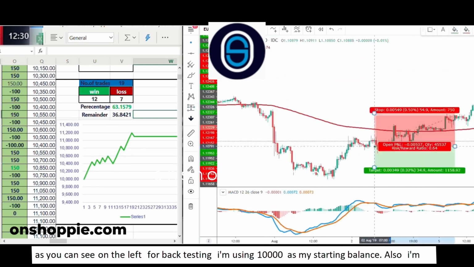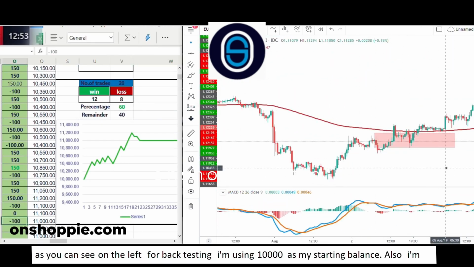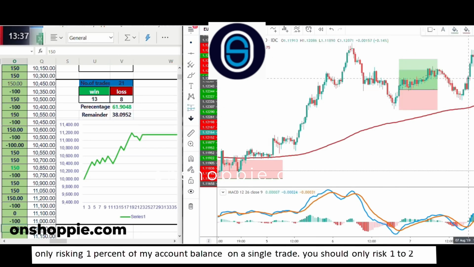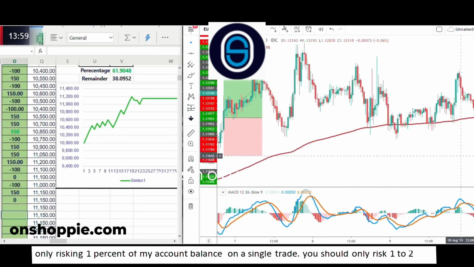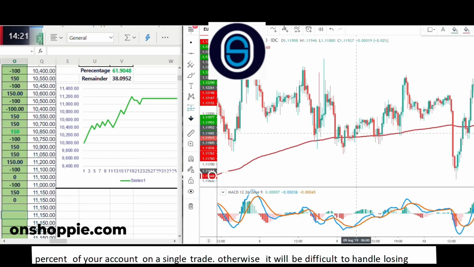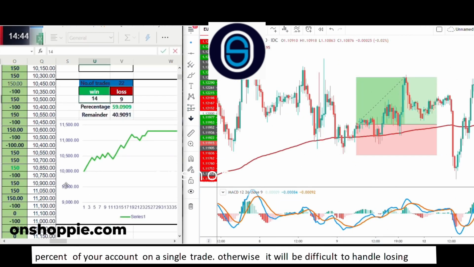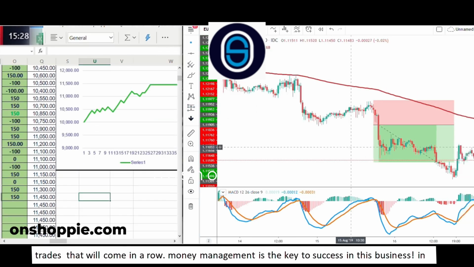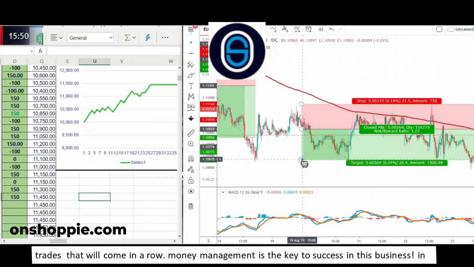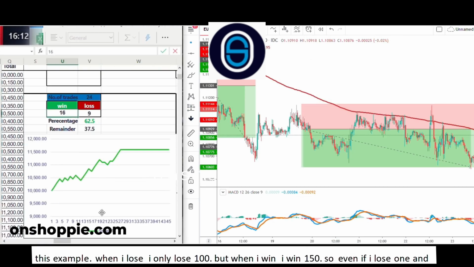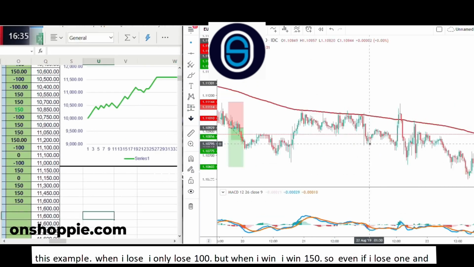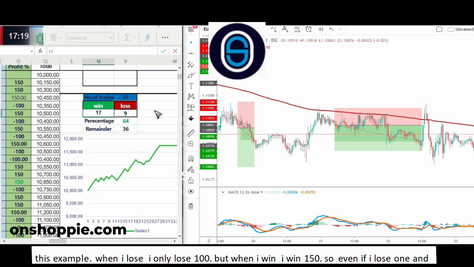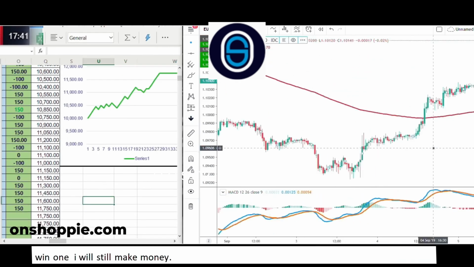As you can see on the left, for backtesting, I'm using 10,000 as my starting balance. Also, I'm only risking 1% of my account balance on a single trade. You should only risk 1 to 2% of your account on a single trade. Otherwise, it will be difficult to handle losing trades that will come in a row. Money management is the key to success in this business. In this example, when I lose, I only lose 100. But when I win, 150. So, even if I lose 1 and win 1, I will still make money.